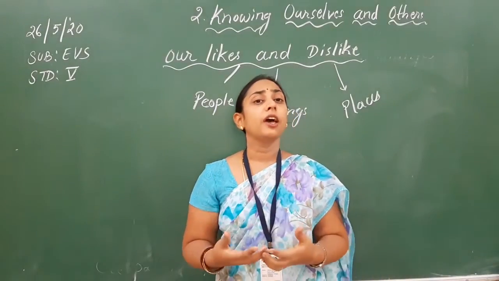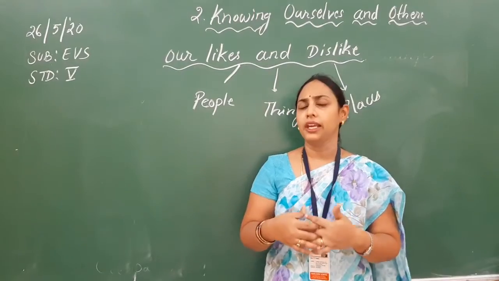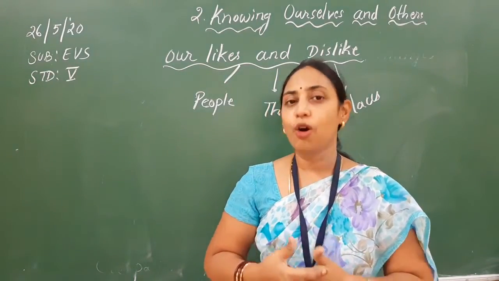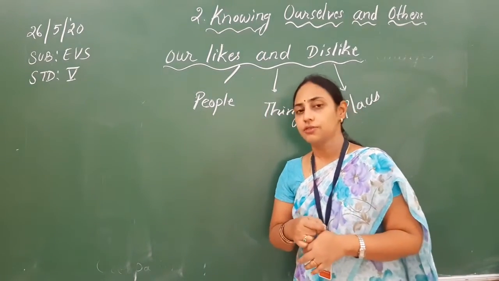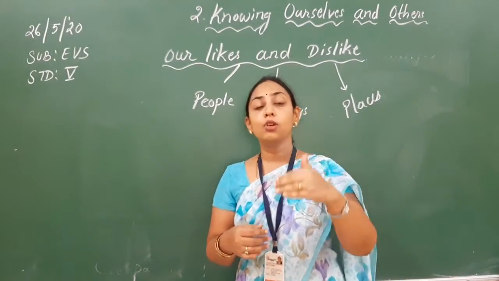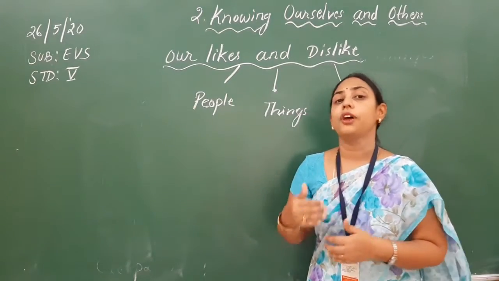Now we have many rules in our family. Every family has its own set of rules, and whether we like or dislike them, we have to follow these rules very strictly. So the family traditions, the family rules, the family values, the family morals also affect our likes and dislikes.